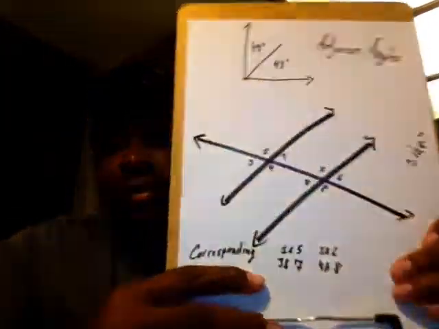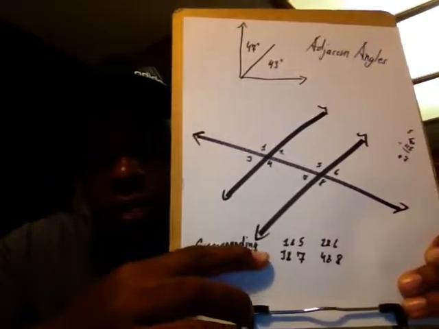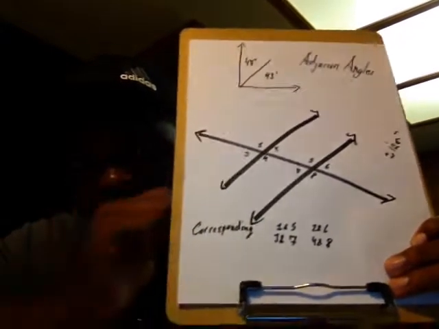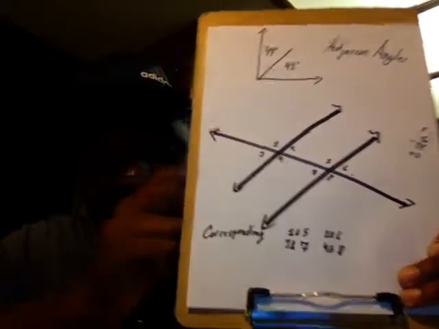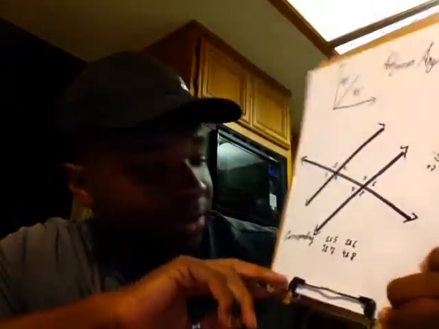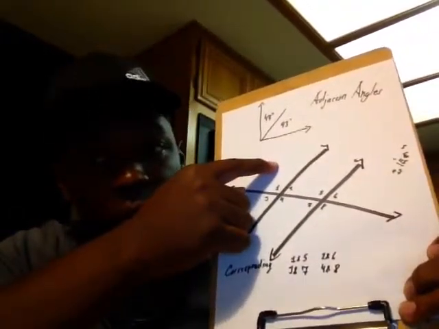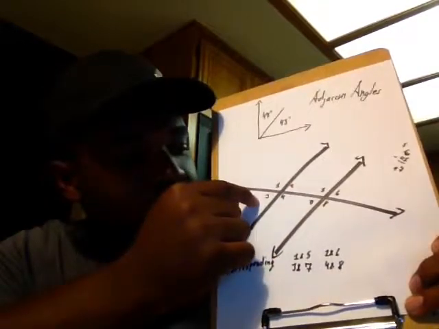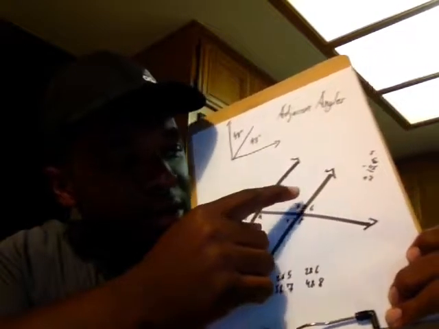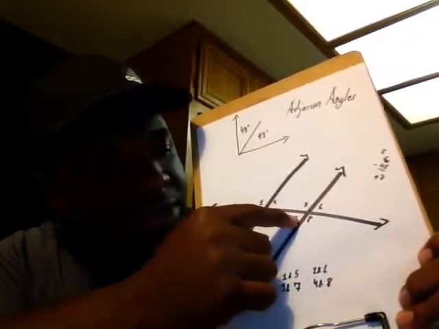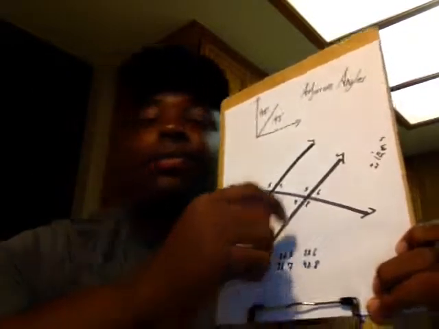So, if you have this, corresponding angles would be 1 and 5, 2 and 6, 3 and 7, 4 and 8, okay? To be clear, 1 is here, 2 is here, 3 is here, 4 is here, 5 is here, 6 is here, 7 is here, 8 is here. Perfect. Those are corresponding angles, okay?